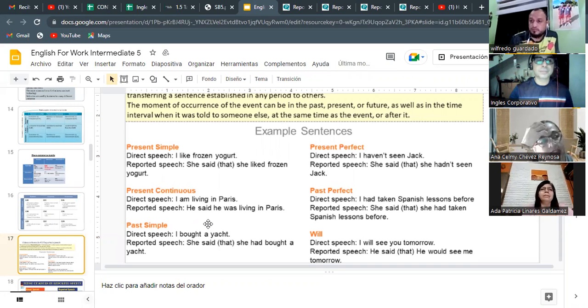The key, the main key, is to identify the structure of the direct sentences to change them in reported speech, because there are different forms.